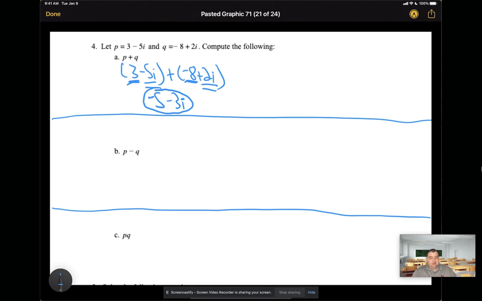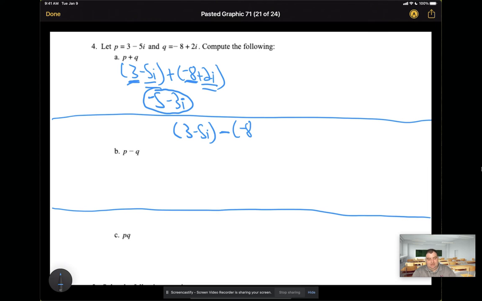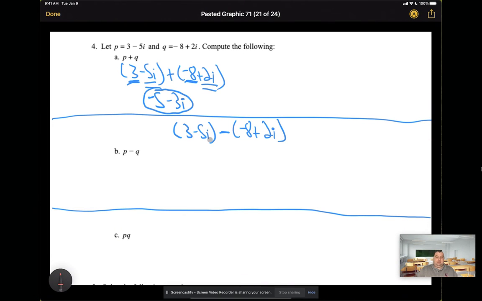Number 2, we're going to do the same thing except subtract. So 3 minus 5i minus negative 8 plus 2i. And remember, with subtraction, we do keep, change, change. So I keep the first one the same. I change subtraction to addition. And then in the second one, I change all of the signs.